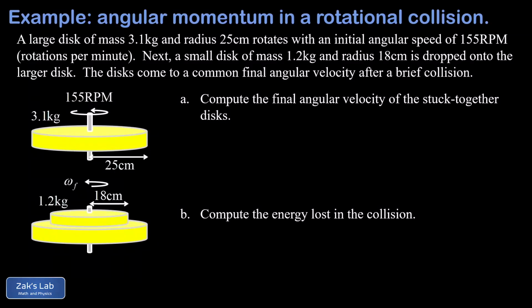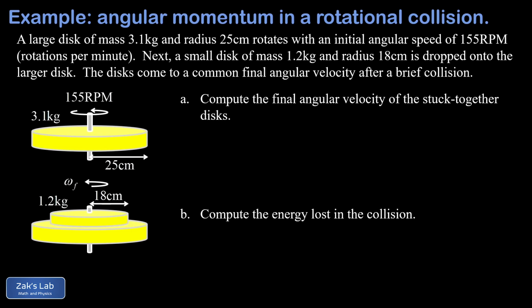In this video, we're solving a classic conservation of angular momentum problem. We're given in the initial state a heavy rotating disk. It has a mass of 3.1 kilograms, a radius of 25 centimeters, and an initial angular velocity of 155 rotations per minute. So then we drop a smaller disk on top of this thing, and the smaller disk has a mass of 1.2 kilograms and a radius of 18 centimeters.